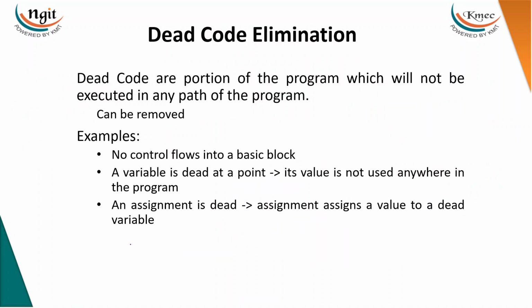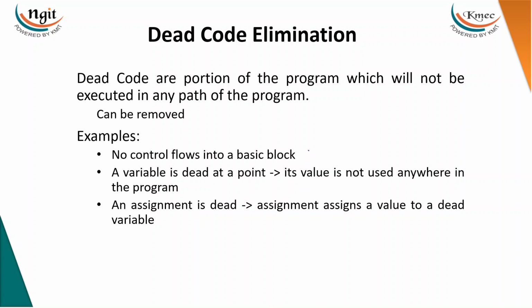So the next one is dead code elimination. What does dead code elimination mean? A value of a variable is dead if later in the program its value will not be read before it is written to again. Or you can go with this definition: dead code, or a portion of the program which will not be executed in any path of the program, can be removed. No control flows into a basic block. A variable is dead at a point if its value is not used anywhere in the program. An assignment is dead if the value assigned is to a dead variable.